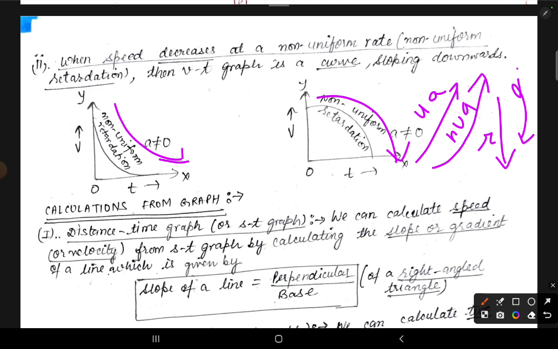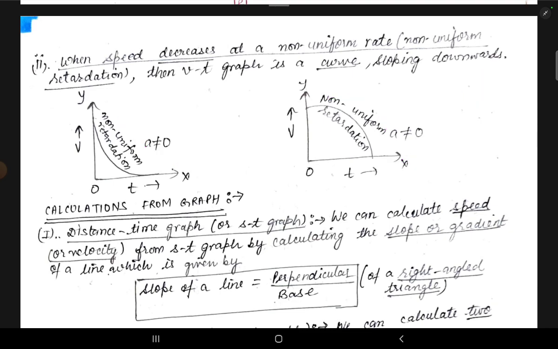Now, how can we calculate from the graph? This I have already discussed in my previous video. So for that you should see the video and do accordingly.